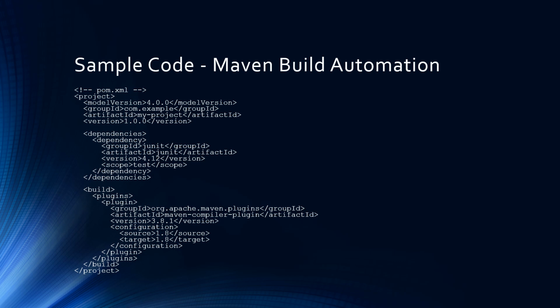2. Implement proper versioning. 3. Configure appropriate plugins. 4. Manage build profiles. 5. Document configurations. Remember, a well-structured POM file is crucial for reliable build processes in your CI/CD pipeline.